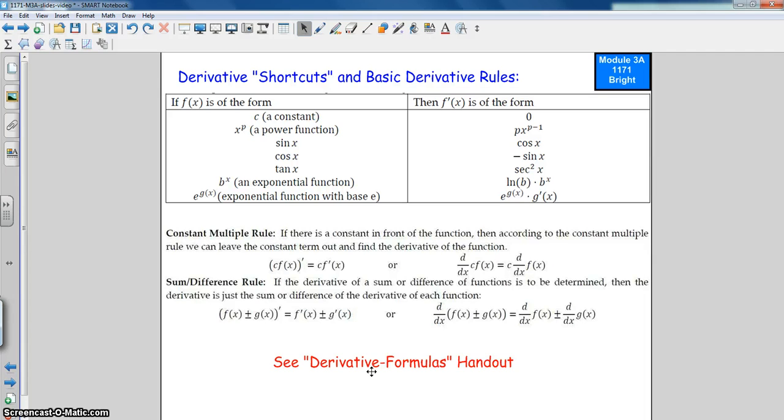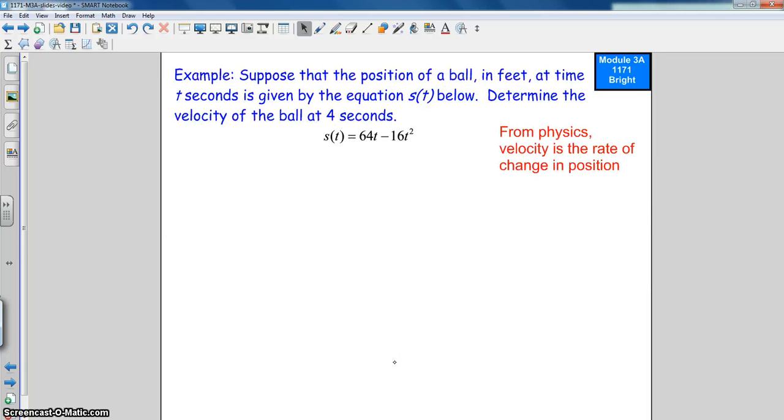Okay, and so we end this module with an example. Suppose the position of a ball in feet at time t seconds is given by this equation here. We want to determine the velocity of the ball at 4 seconds.